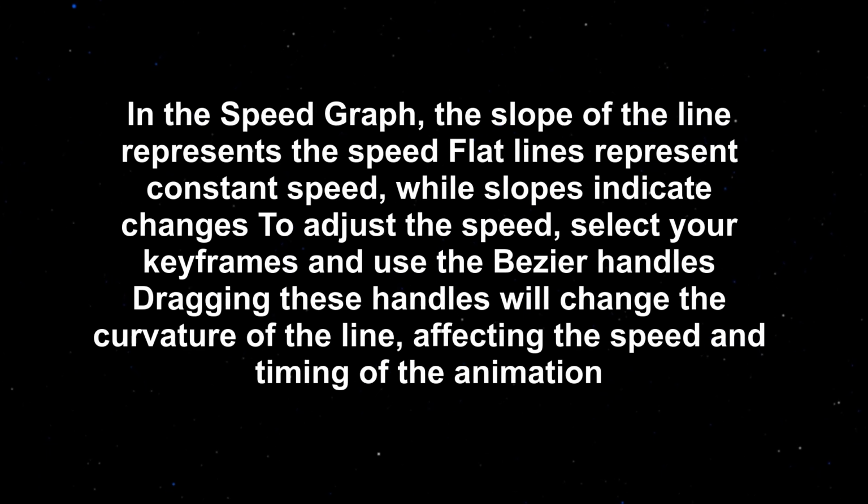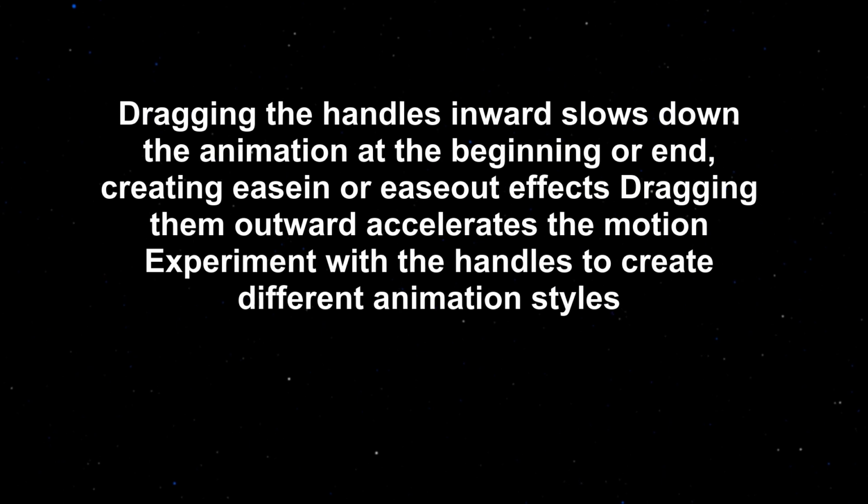To adjust the speed, select your keyframes and use the Bezier handles. Dragging these handles will change the curvature of the line, affecting the speed and timing of the animation. Dragging the handles inward slows down the animation at the beginning or end, creating ease in or ease out effects. Dragging them upward accelerates the motion. Experiment with the handles to create different animation styles.